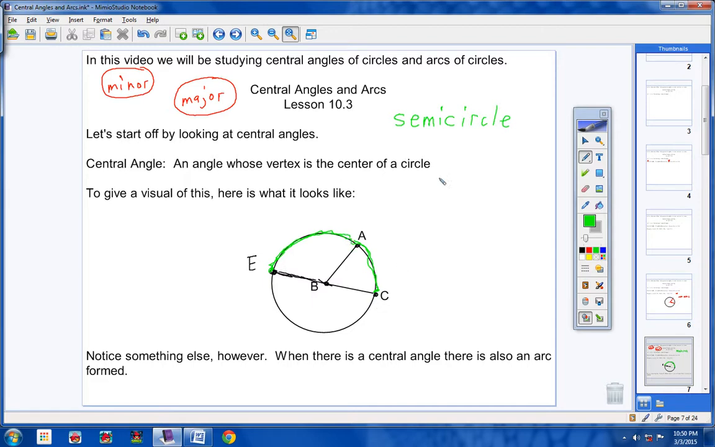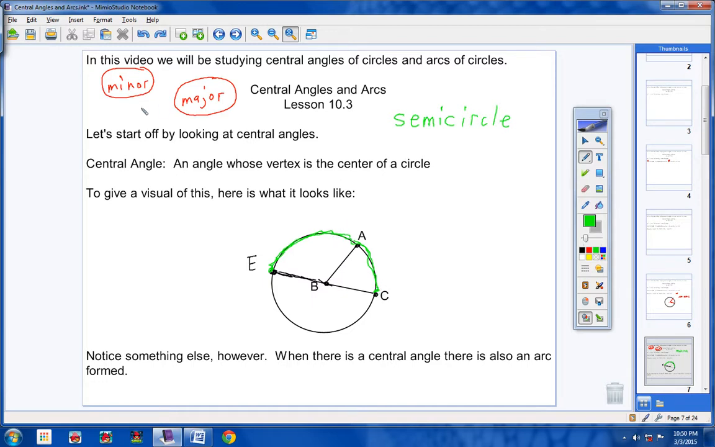And I've seen some books denote a semicircle by saying arc EAC, and I've seen some books just call it arc EC. Either way, it doesn't matter because EC or EAC is still half a circle, okay? So it really doesn't matter. But here's what I'm trying to show you. You understand, hopefully, that this is called a semicircle.